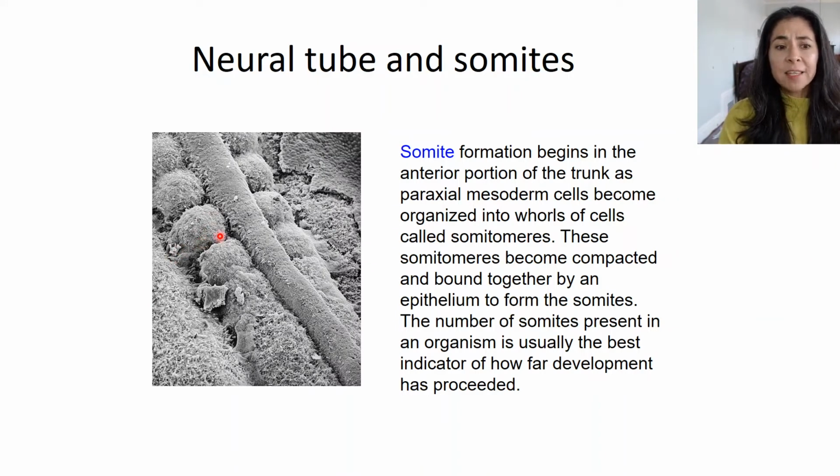So you basically have this actual epithelial boundary around these blocks of cells here. And what that means is that they can undergo development relatively isolated from each other. So signals from this somite here don't necessarily affect this somite here. It's only really specific signals that are going to get to these, which is a neat way to do this. The number of somites in an organism usually tells you how far development has proceeded.